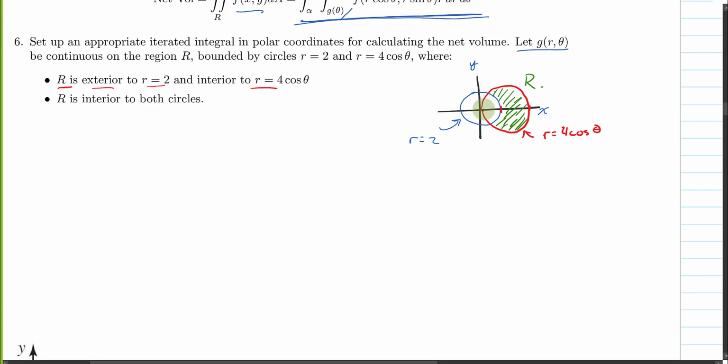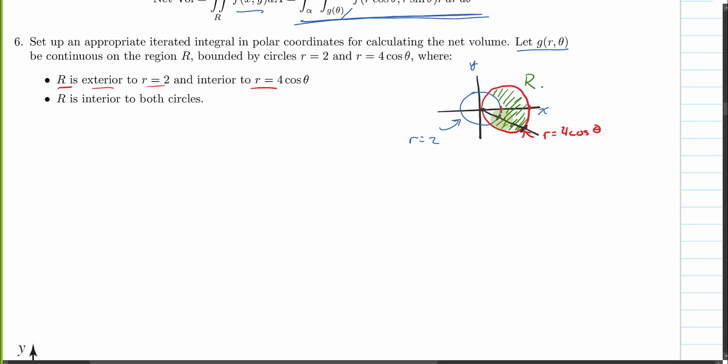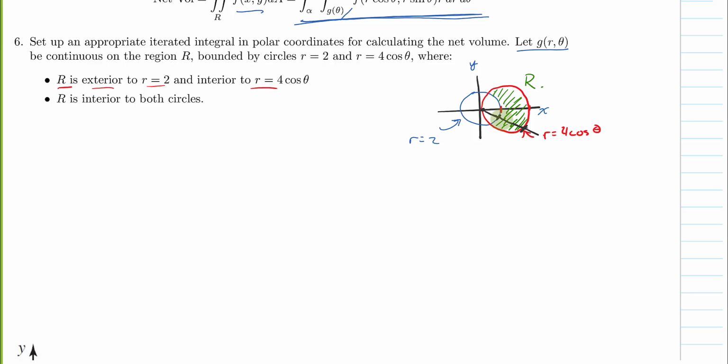When we integrate and we're running through our values of r, let's just take any old radius pointing out here. We're going to start counting the radius values when we hit that boundary, and we're going to stop counting the radius values when we hit that boundary. So I imagine this radial arm sticking out, and we start counting when we hit that lower boundary. We don't have upper and lower here, we have inner and outer in our polar coordinate system.